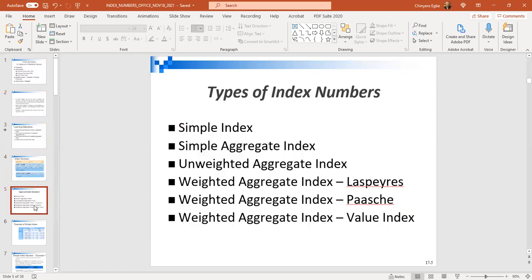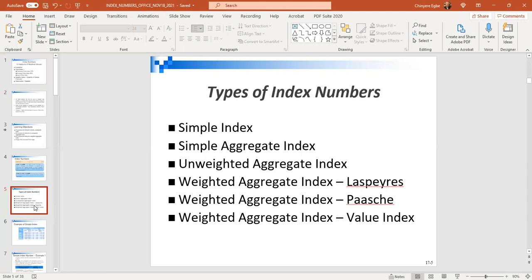Now, there are different types of indices, from the simple to the complex, even more complex than what you have here, when you want to compare lots of items together. Now, there's something called a very simple index. A very simple index is a ratio over time. And then there's what we call simple aggregate index. And then there is also an unweighted aggregate index.